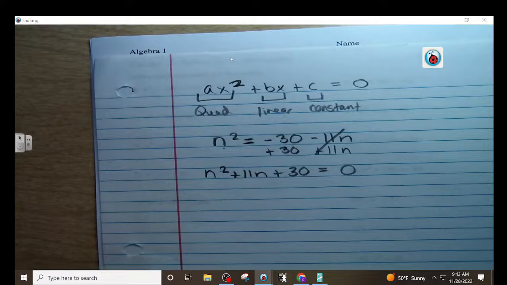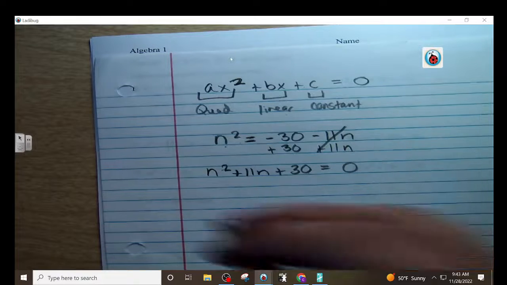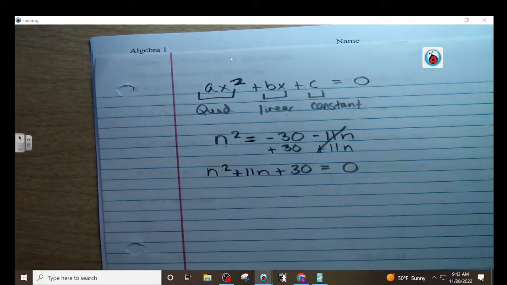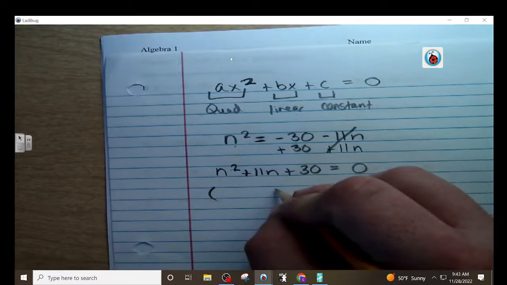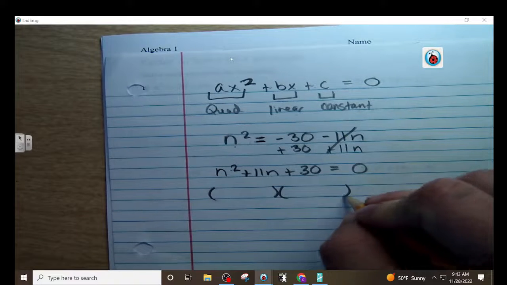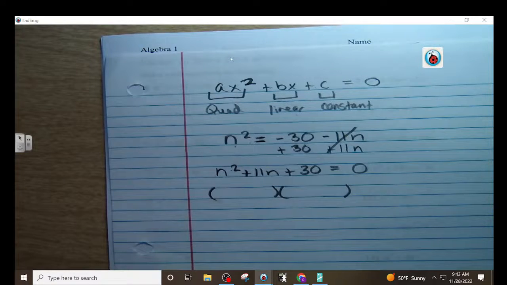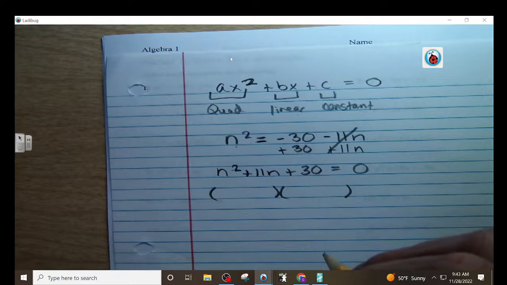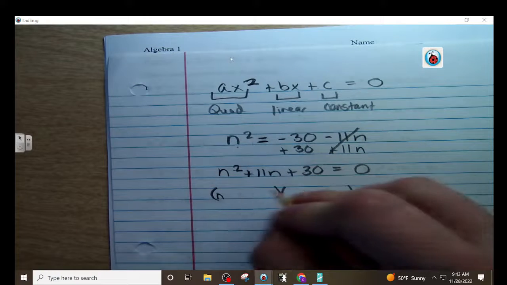Now, guys, the rest of this, except the very last step, is the same thing, okay? So check for a GCF. Well, the A is 1, so there's really not a GCF except 1. So go ahead and start your 2 parentheses. Guys, if anybody remembers, because it's been a few days, what goes up at the front of your parentheses? The variable, right? It's always the variable.